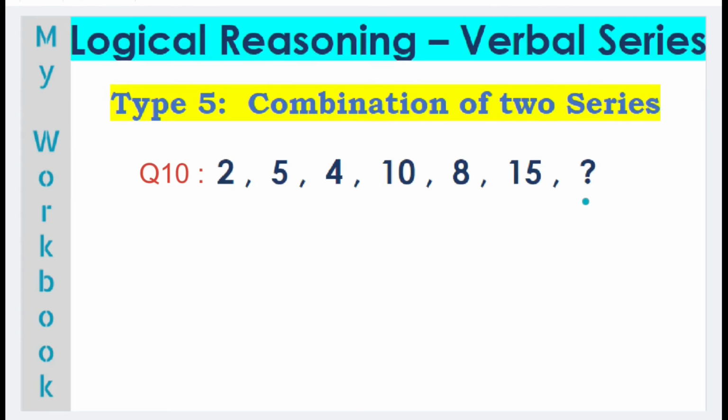By looking at this, we can clearly see that first, third, fifth, and the seventh element form a series on its own. 2 into 2 is 4, 4 into 2 is 8, and 8 into 2 will give the answer, which is 16. The remaining positions, that is 5, 10, 15, are all multiples of 5. So that is a separate series. We have two separate series combined here. So there are possibilities for questions from this pattern as well.